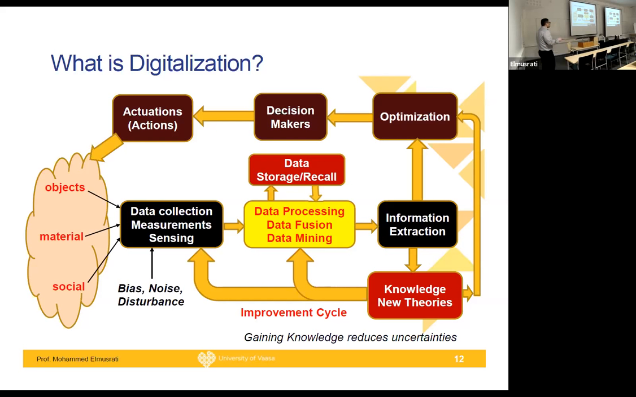And also, the more knowledge that you have, then we can have optimization based on the knowledge and on the data information extraction. Then we can have also decision makers. And we can have actuation, which can affect the environment. And then we have the feedback to collecting more information. So this is the closed loop feedback about digitalization.